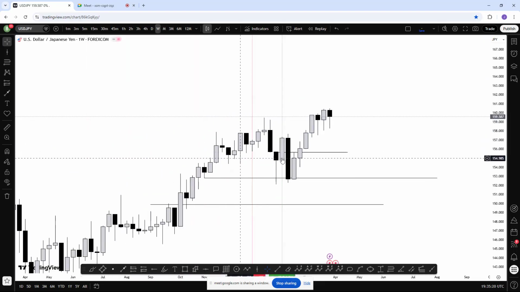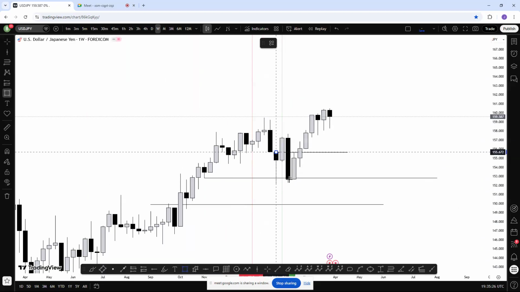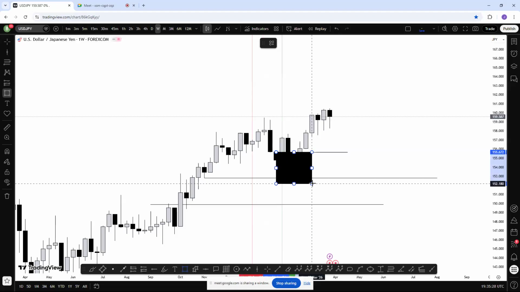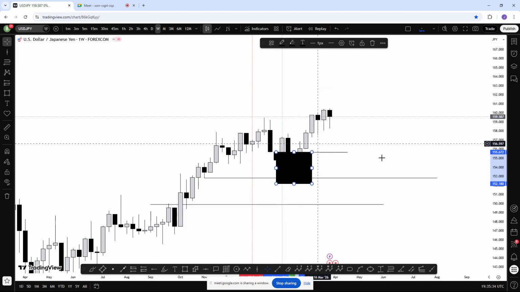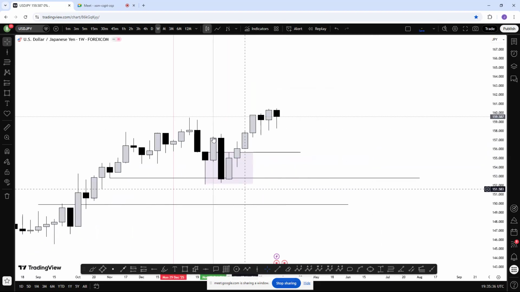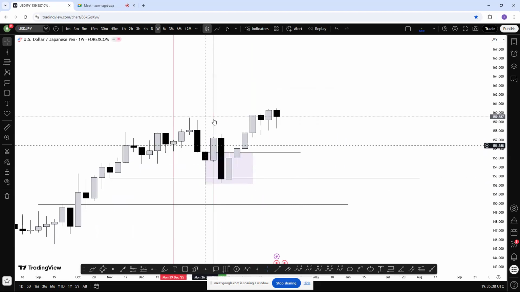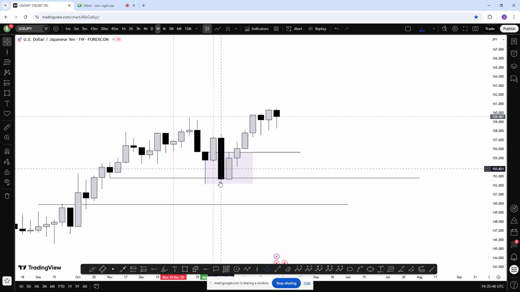Where is the key level? The key level is this order block you have here. You have already seen that. You have another order block around here. This is your order block. This is your order block. So this order block, you are going to trade to the upside.